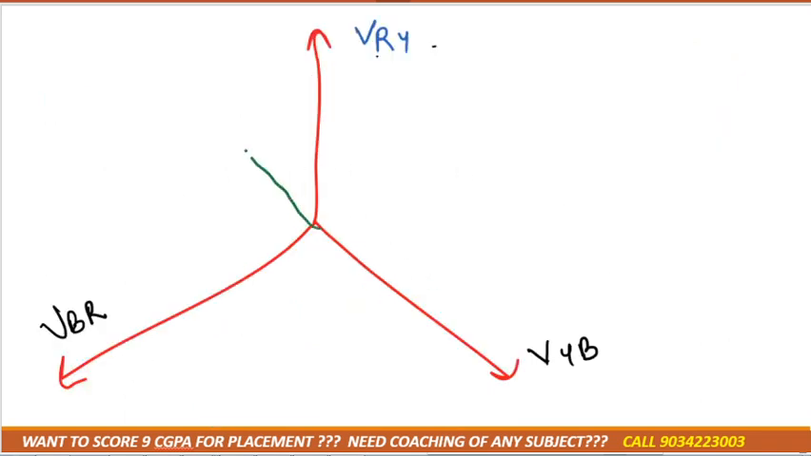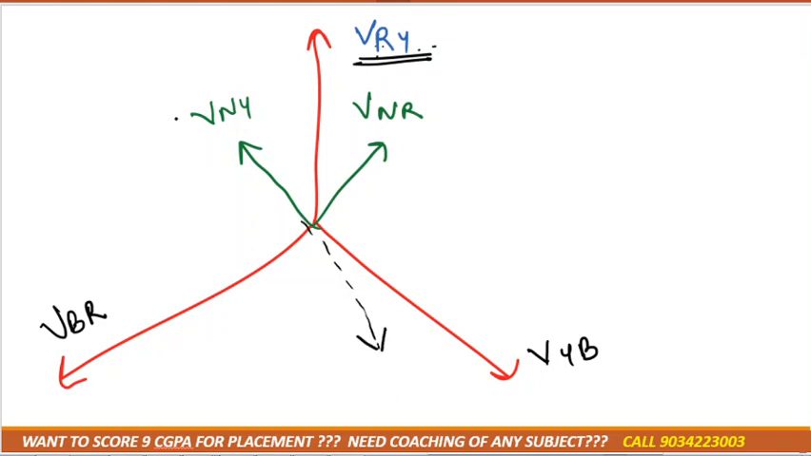Now draw the two components of VRY. One component is VNY and one component is VNR. Yes or no? Because it's VRY, just put N over there, NR and NY. Just extend it over here. One of the components is always positive and one is always negative. You can take any one. If we extend VNY, then that would be minus VNY.